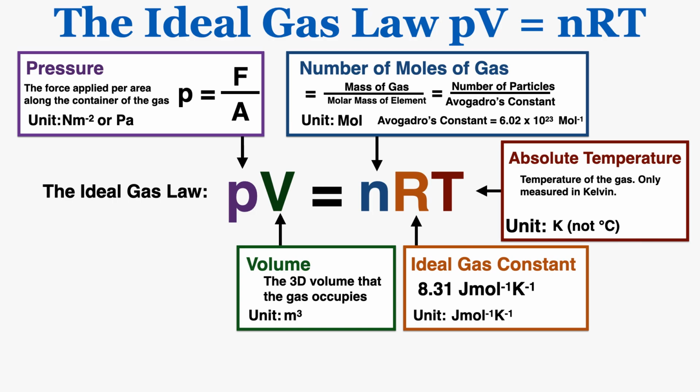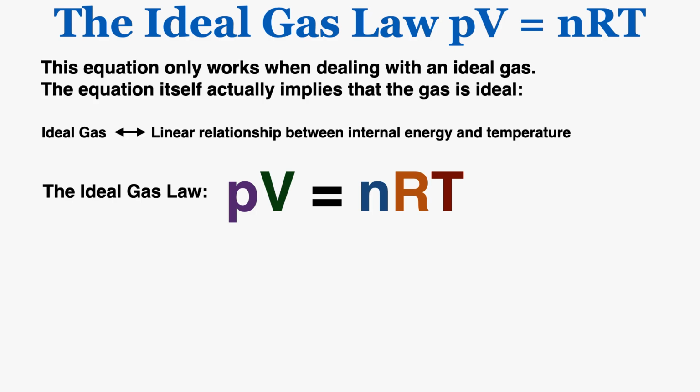That's a summary of the meaning of each variable in the ideal gas law. You'll notice that this equation only works when dealing with an ideal gas. The equation itself actually implies that the gas is ideal. Remember that the definition of an ideal gas is there's a linear relationship between internal energy and temperature.